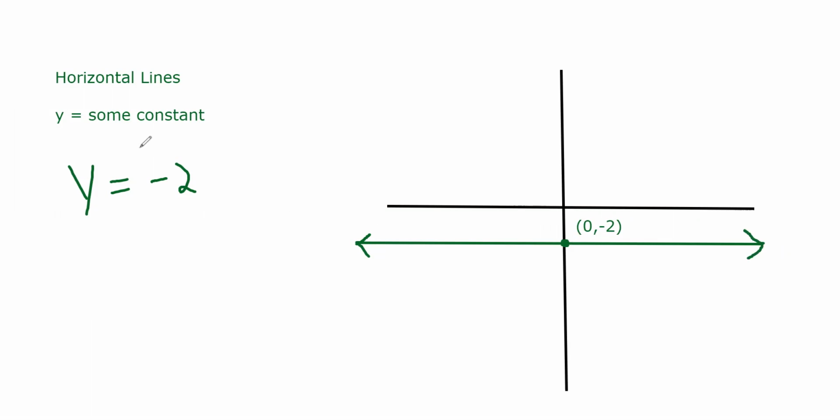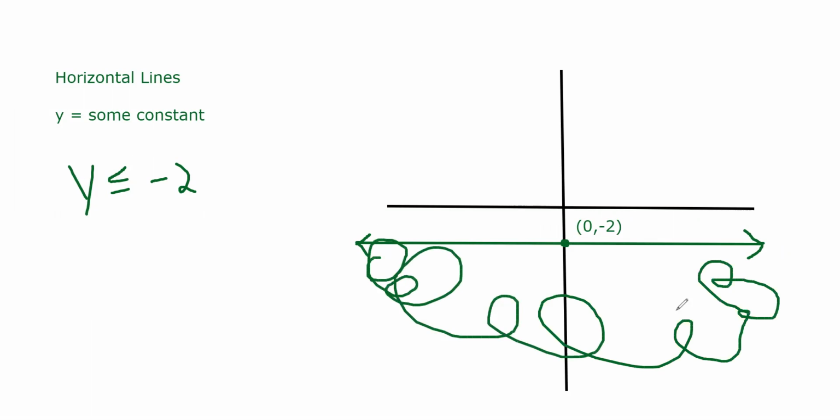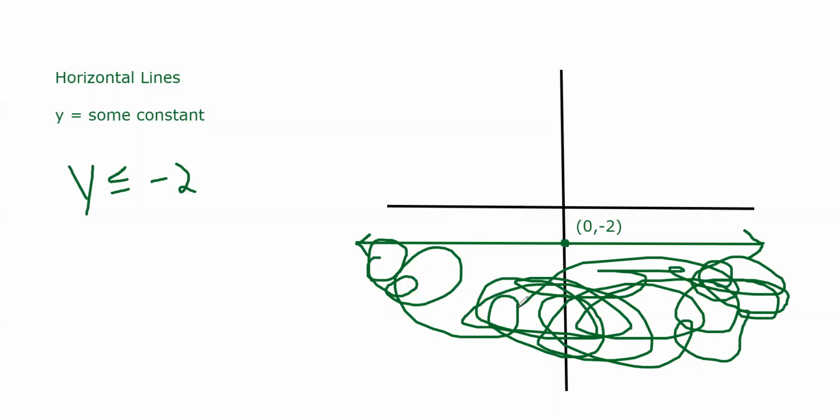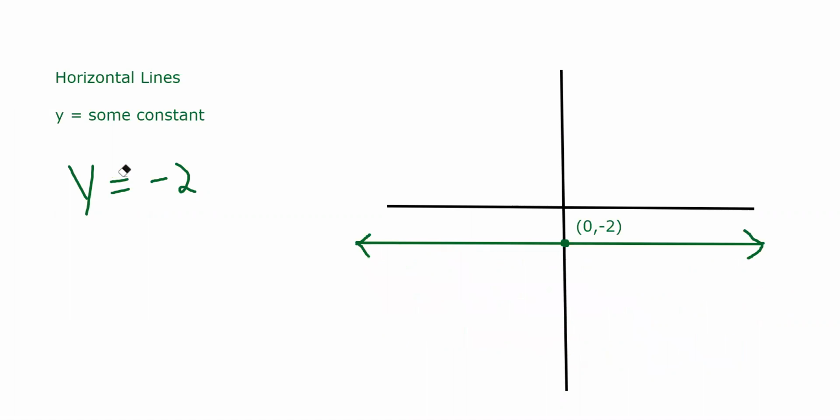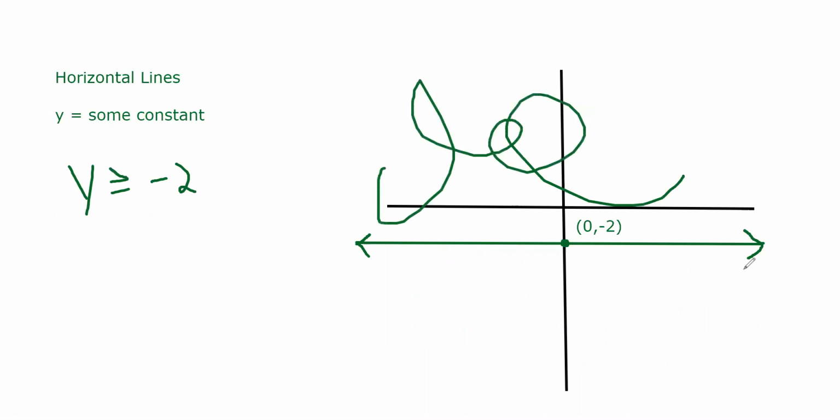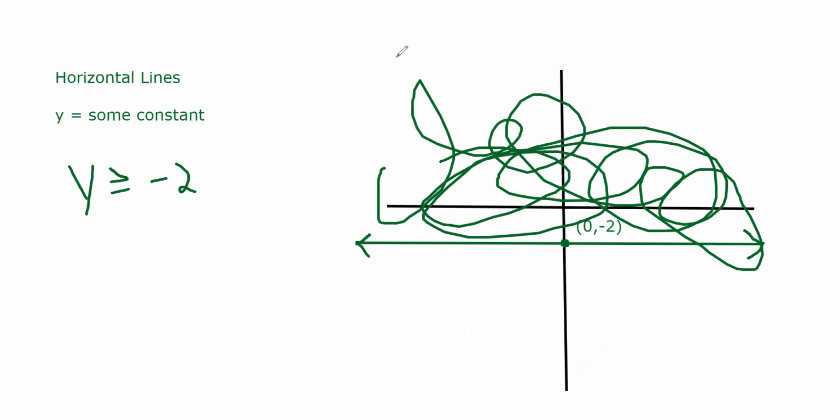As for shading, if you have less than or equal to, you shade below. So the less than for a horizontal line means to shade below. Kind of makes sense logically. You could prove it using a test point. It would still work. If you had to shade above, it would be a greater than or equal to, or a greater than. And then you would just know to make it dashed if it was a strict inequality.